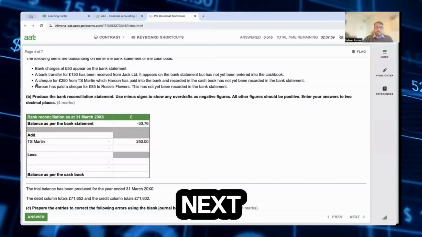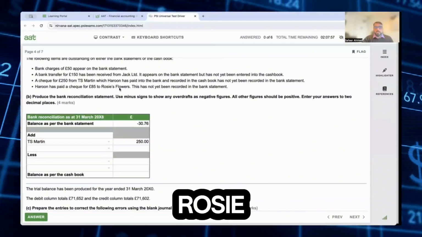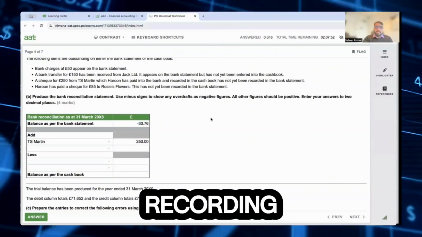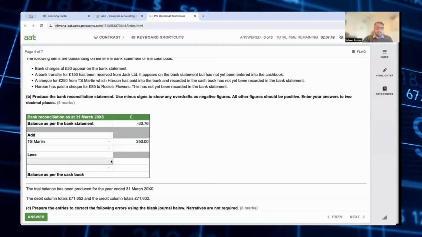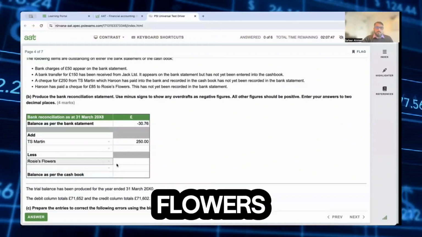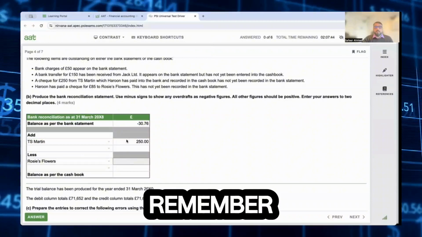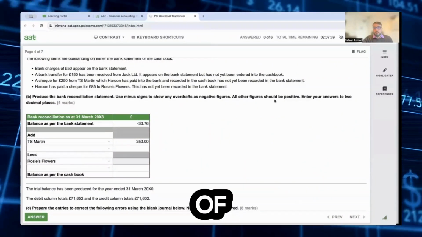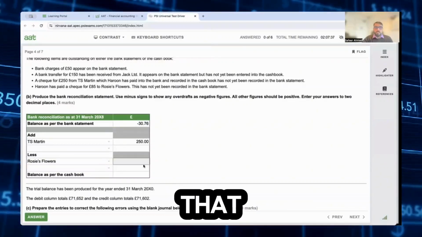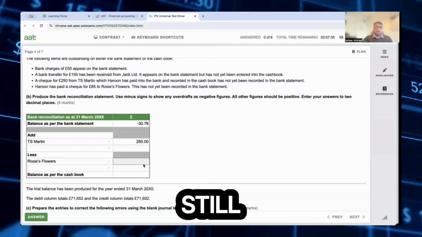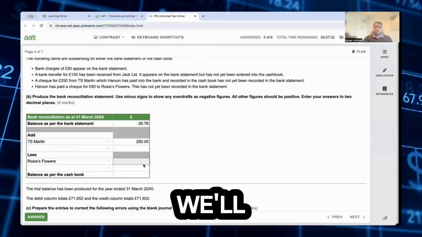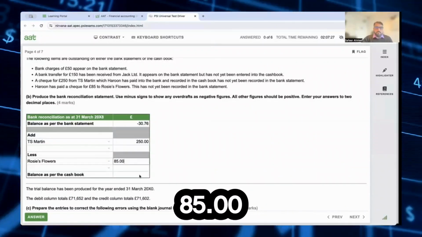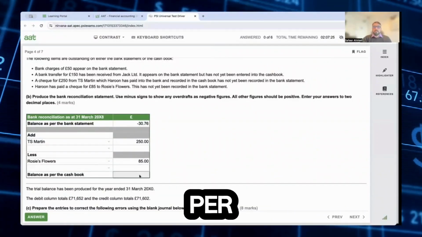Okay, the next bullet point: Harun has paid a check for 85 to Rosie Flowers. This has not yet been recorded in the bank statement. So in other words, we will be recording it here. Rosie Flowers. And remember, we are still following the instructions to use minus signs to show any overdraft as negative. All other figures should be positive. So although we know that we are deducting it, we'll still be recording it as a positive figure here, but we'll be deducting it. So this is 85.00.